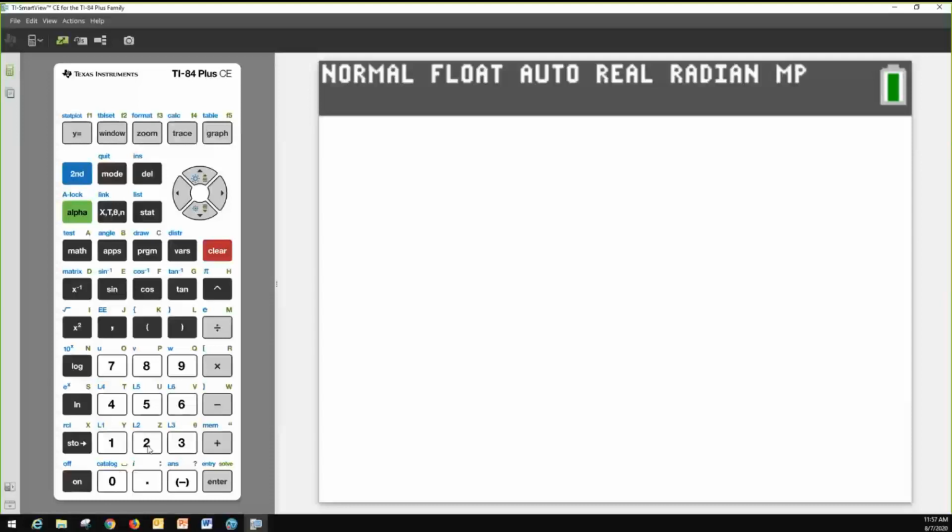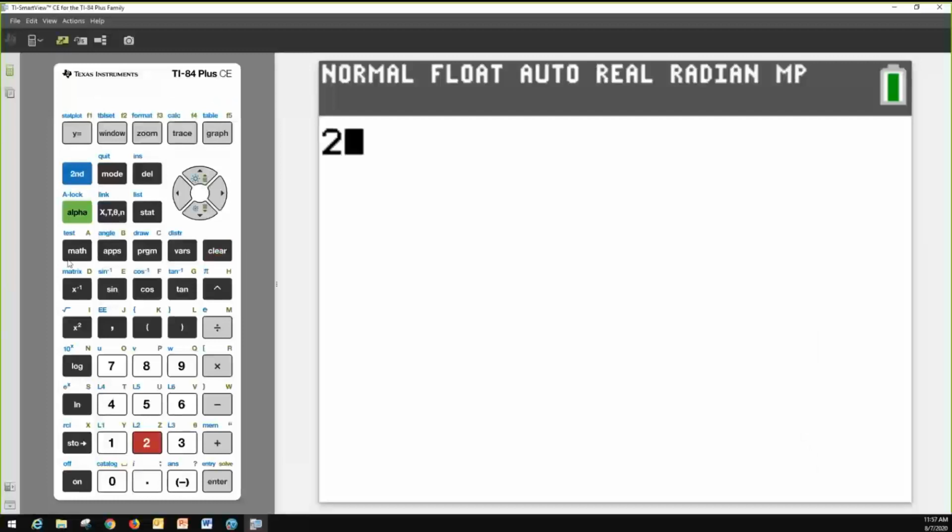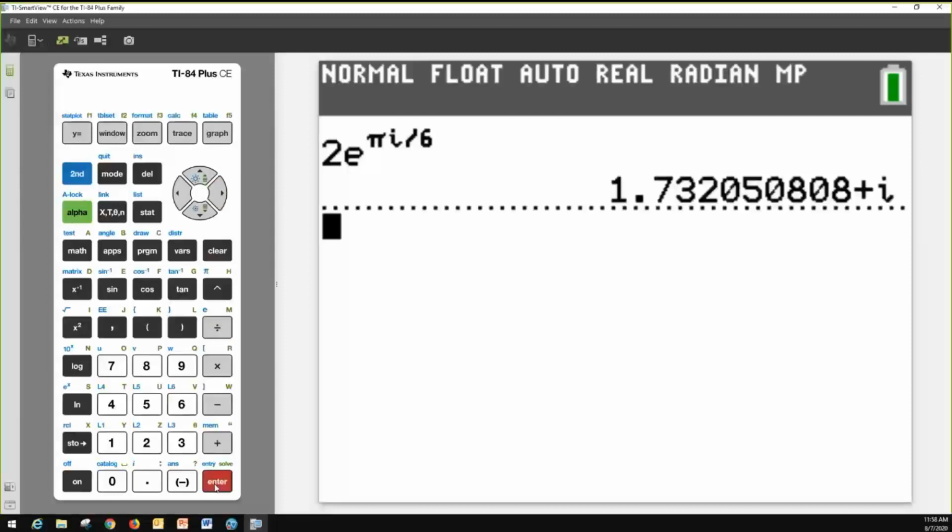2. Let me just double check it. Yep, 2e to the power of pi i. Now, make sure you use the complex number i, don't use the letter I. Over 6. And you'll see that it writes it as 1.7. So it writes it back in rectangular form.